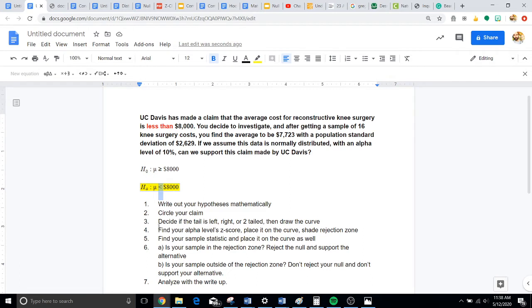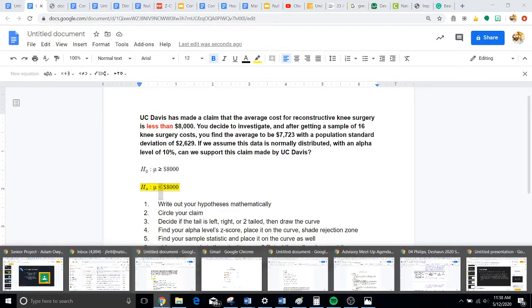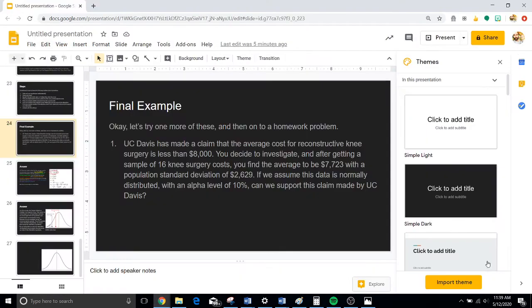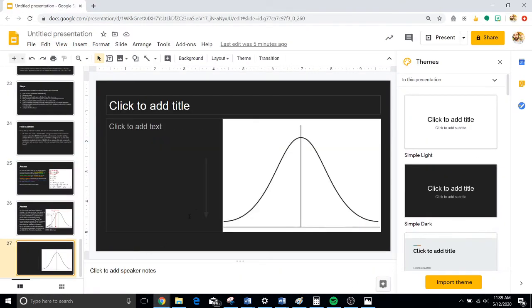So now we've decided it is left-tailed, and we draw the curve. I already started making a curve on our presentation, and we're going to take this line and put it where it belongs. This line is either going to make a left or right-tailed test. We said it was going to be left, so let's put the line right around here.